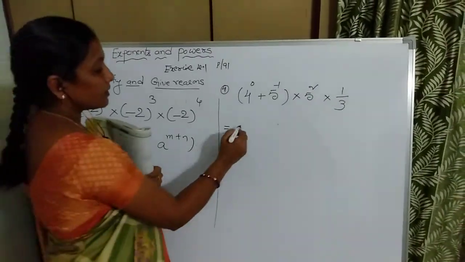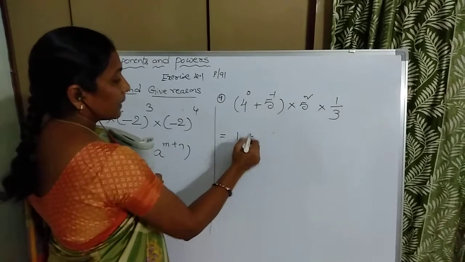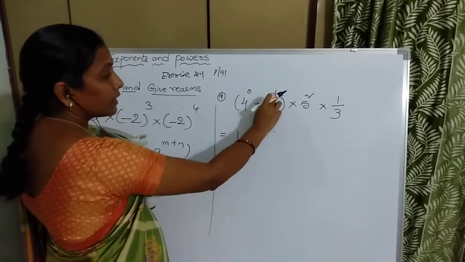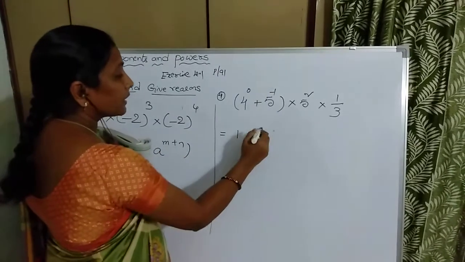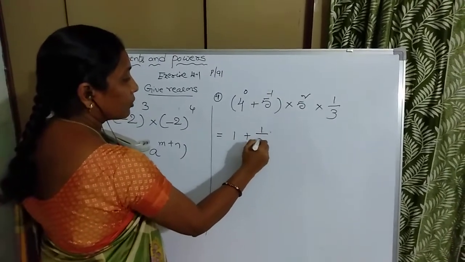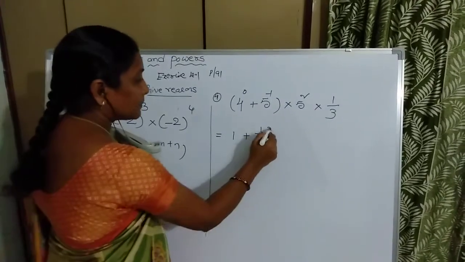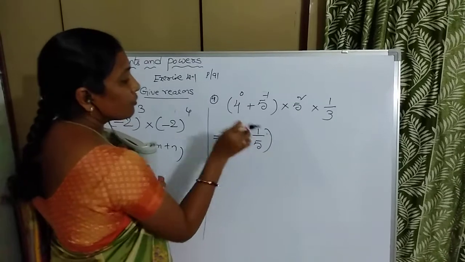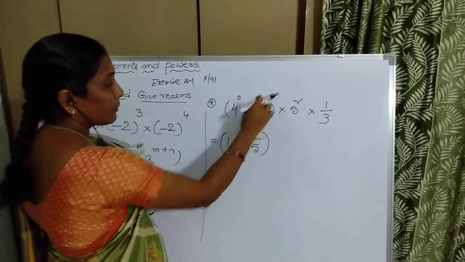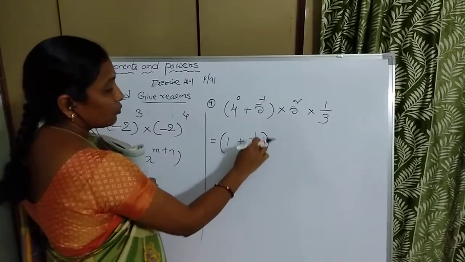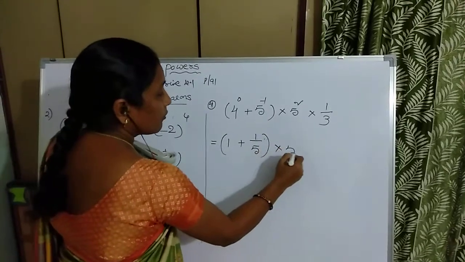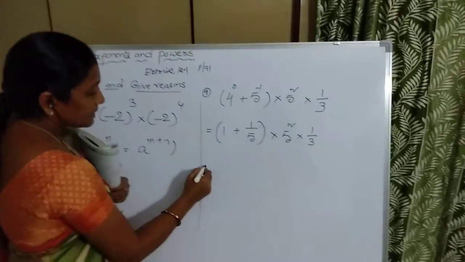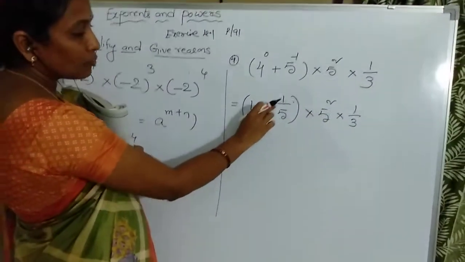So 4 to the power 0 we get 1 plus 5 to the power minus 1. A base having a negative power can be written as 1 by 5 to the power 1. So this becomes 1 plus 1 by 5 to the power 1, which is 5. So 5 to the power minus 1 can be changed to 1 by 5, into 5 square into 1 by 3, which remains the same.